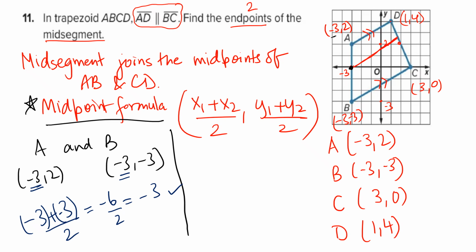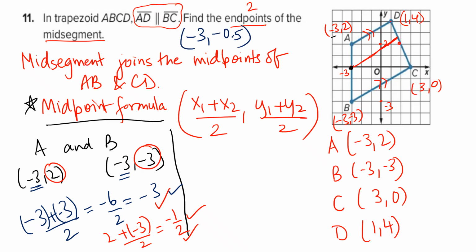Now if I want the y coordinate, I will use 2 and minus 3. So I add 2 with minus 3 and I divide by 2. So this is going to give me minus 1 by 2. So my first endpoint for the mid segment will be what? X coordinate minus 3, y coordinate minus half. I can also convert to decimal. So the answer for the first endpoint for the mid segment will be minus 3 comma minus 0.5.